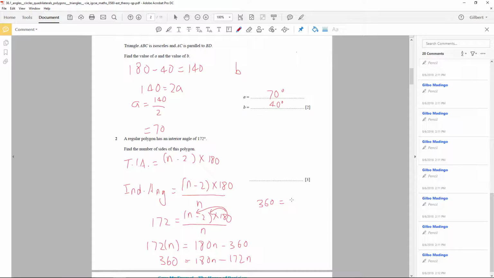Okay, now 360 is equals to 8n. To find n, you divide by 8. Therefore your answer would be 360 divided by 8. Alright, n is equals to 45. Okay, so the total number of sides of this polygon is 45 sides.